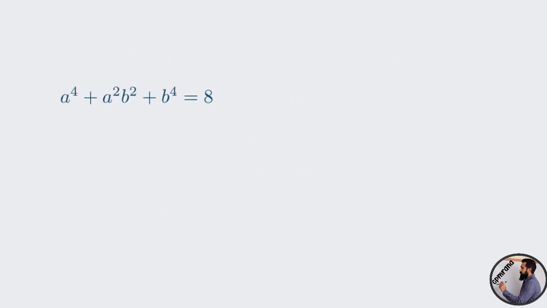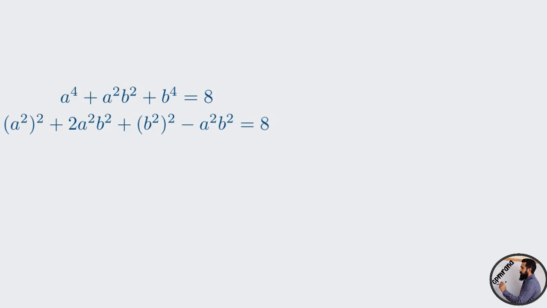Let's start by factoring our first equation to see how it relates to the second one. We want to rewrite the left side as a perfect square trinomial. Notice what we did here. We changed the middle term from 1a squared b squared to 2a squared b squared, and then subtracted 1a squared b squared to keep the equation balanced.